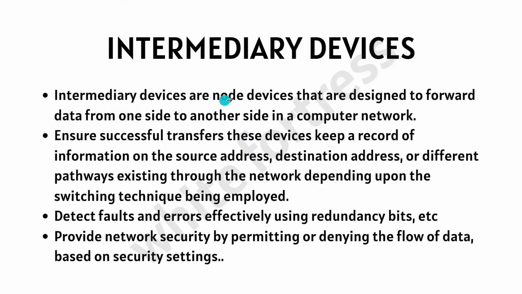Intermediary devices are node devices that are designed to forward data from one side to another in a computer network. To ensure successful transfer, these devices keep track of information on the source address, destination address, and the different pathways that exist. Just like the postman knows the source, Mayank, the destination address, Arjun's, and the different pathways that might be used to deliver the package from one side to the other in the network, depending upon the switching techniques being employed.